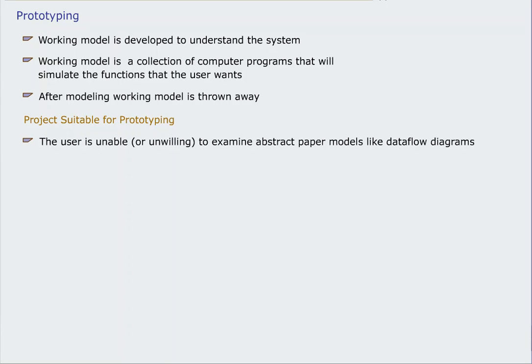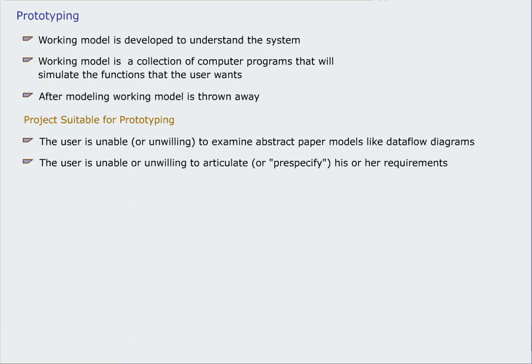The user is unable or unwilling to examine abstract paper models like data flow diagrams. The user is unable or unwilling to articulate or pre-specify his or her requirements. The system is intended to be online with full-screen terminal activities. Almost all prototyping software tools are oriented toward the online, database-driven, terminal-oriented approach.